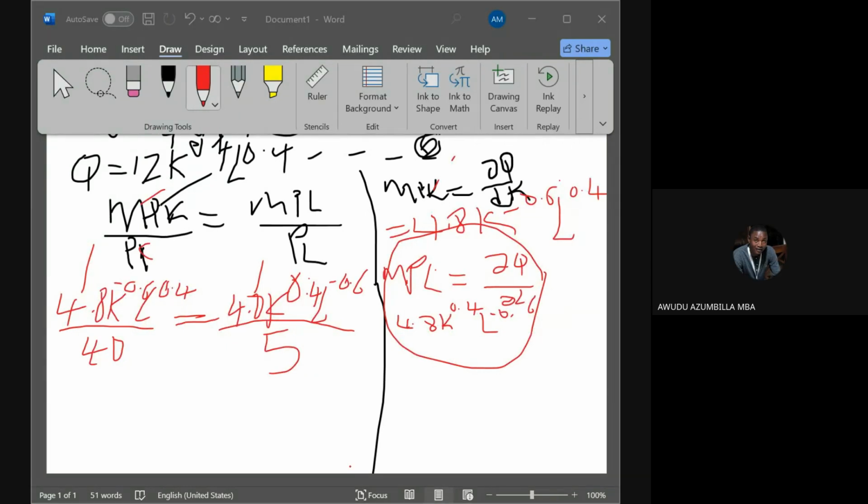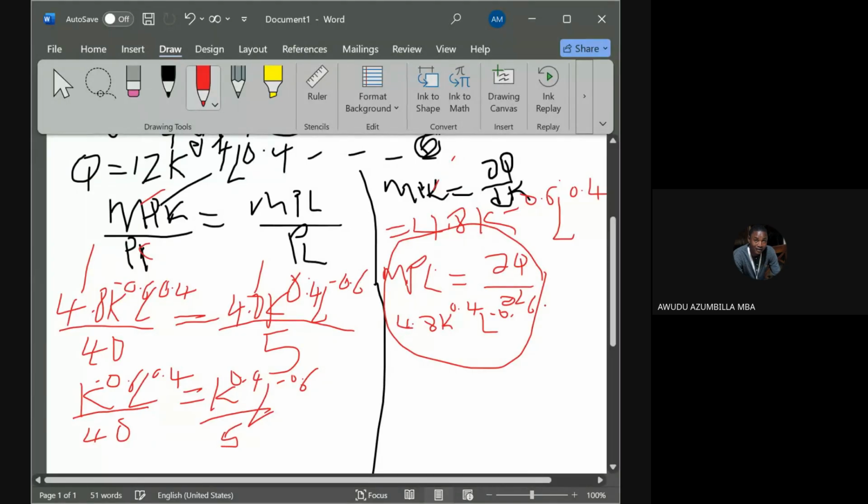Yes. So that is the first step. We are dividing, so when we divide, they will go off. So what we are going to get now is K^0.6 and then L^0.4, and this is equal to K^0.4, and then L^-0.6. Then this one is divided by 40, and this is also divided by what? 5.